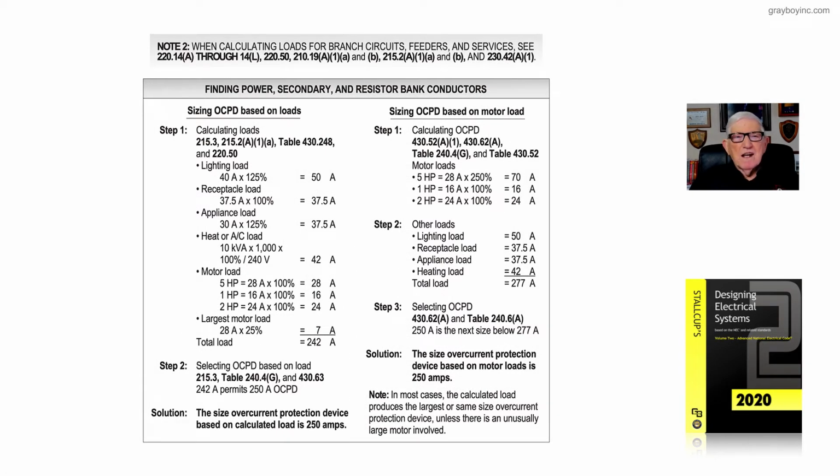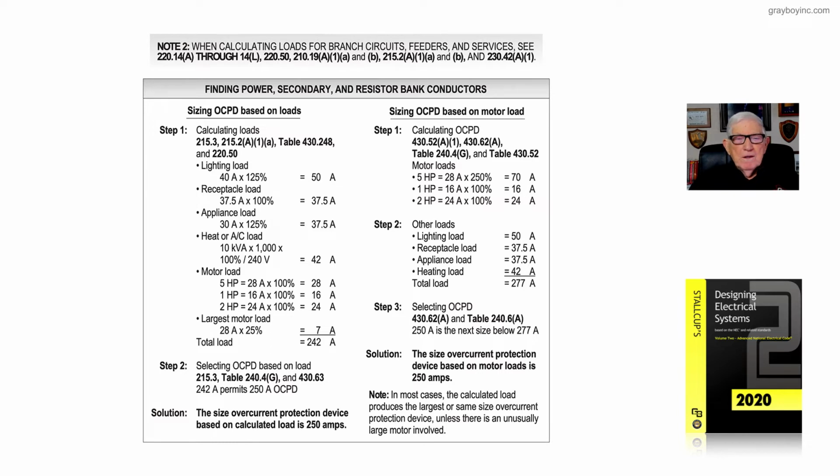The first thing is sizing the overcurrent device based upon the loads. The lighting load at 40 amps is taken at 125%, which would be 50 amps. The receptacle load is not used continuous, so it's 37.5, already calculated in accordance with the rules of Article 220. The appliance load, though, is continuous, operating for 3 hours or more, so at 125%, 37.5. The heating load is used and the air conditioning load is dropped, so we take 10 kW times 1,000 divided by the voltage, 240, and we come up with 42 amps.